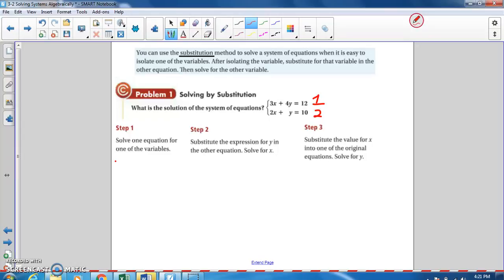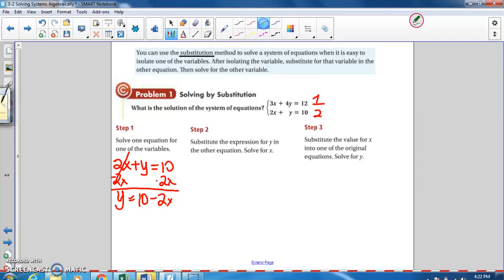isolate for y. So I'm going to take equation 2 and solve for y. So I'm subtracting 2x. Y is equal to 10 minus 2x. Now that I have what y is equal to, I'm going to substitute the expression for y in the other equation, or equation 1, and solve for x. So 3x plus 4 times 10 minus 2x is equal to 12.